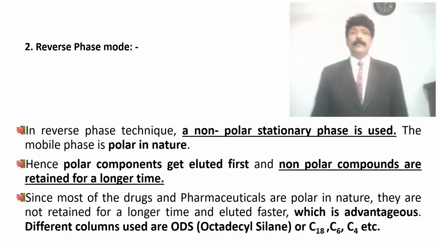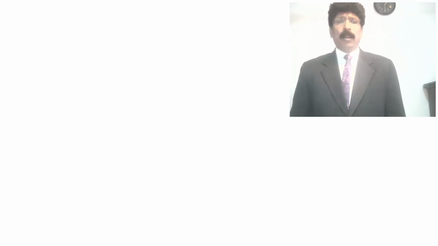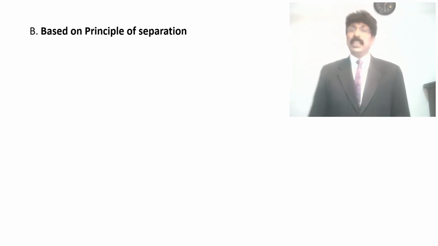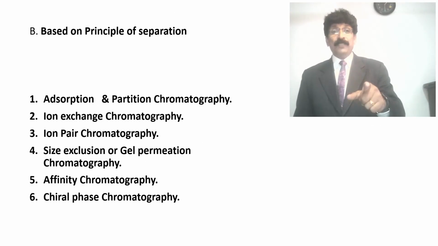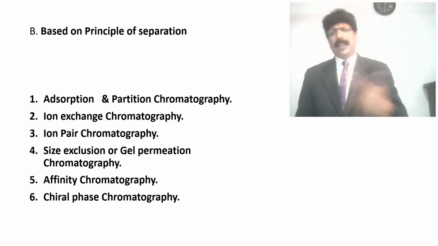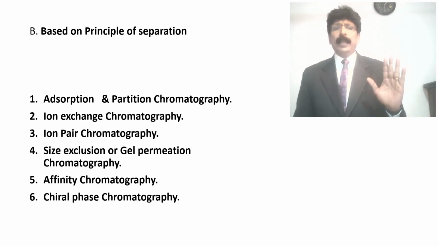Silane, methane, these are all types of columns available, based on the principle of separation. With this also, we have seen there are 6 types, and there are many other types available nowadays, understand. But I just want to give a common idea.